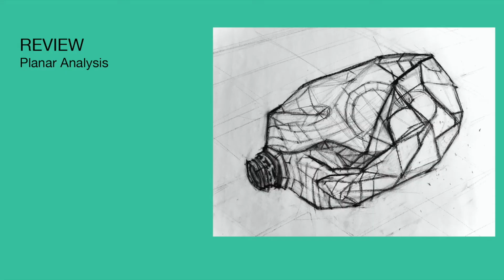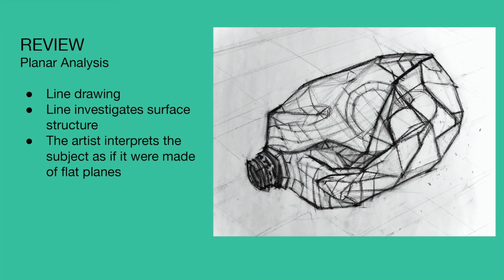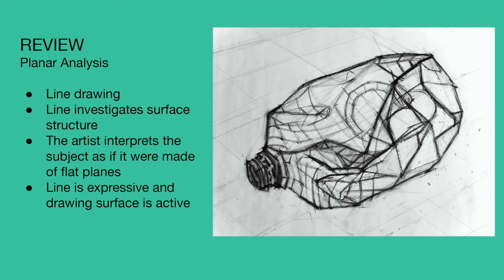Let's take a look at the final drawing. The first thing that we notice is that it's a line drawing. There is no value or shading. Secondly, the line investigates the surface structure and volume of the subject. Third, the artist interprets the subject as if it were constructed of flat planes. And lastly, the line is expressive and the drawing surface is very active, showing evidence of the artist's process.